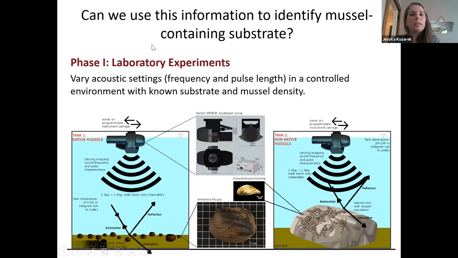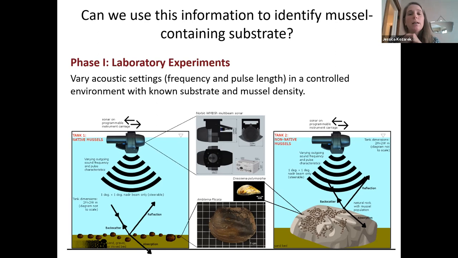So the first question we asked is, can we use this to help us detect mussel-containing substrate? We started in the laboratory because, while multibeam sonar has been used to classify different types of substrate, to detect whether you have sand or gravel or larger rock, for example, it has not yet been used to detect the presence of mussels. And so we started with laboratory experiments where we could control the variability.